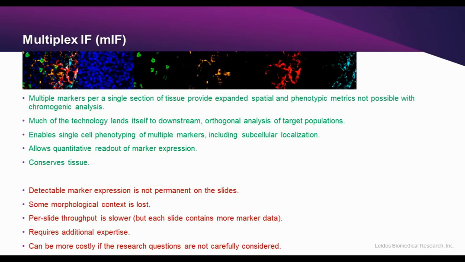Loss of morphological content compared with chromogenic assays can be an issue. This can be mitigated by registering an H&E slide and a multiplex IF image, or just having one of them as an adjacent section. Slide throughput can be a concern if the lab runs 100 to thousands of slides weekly.